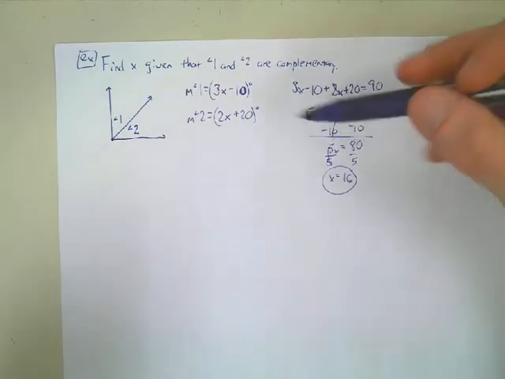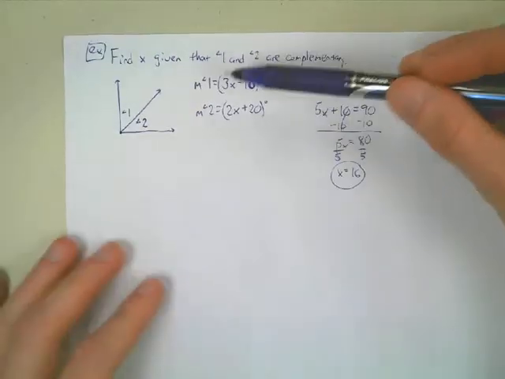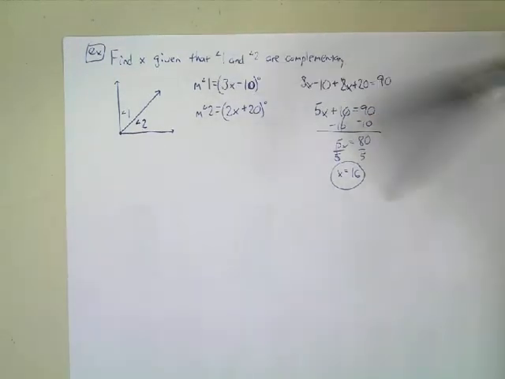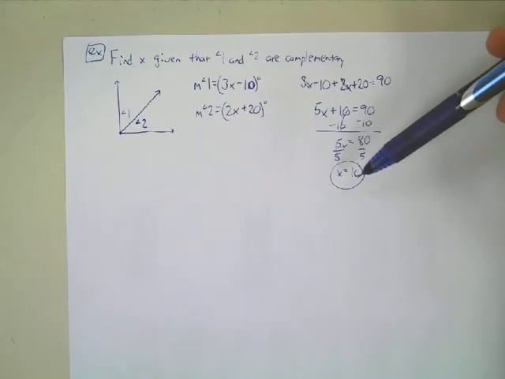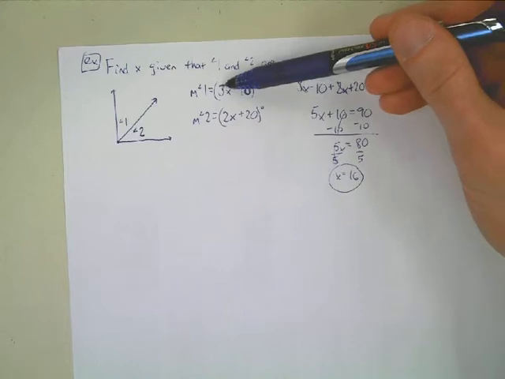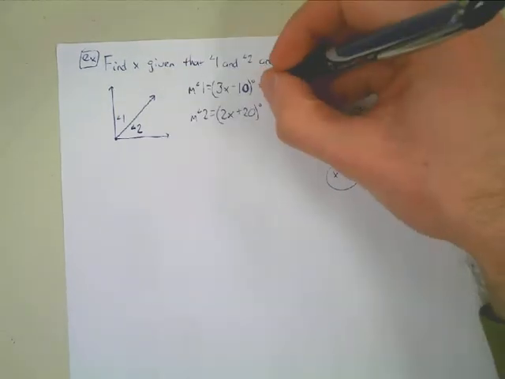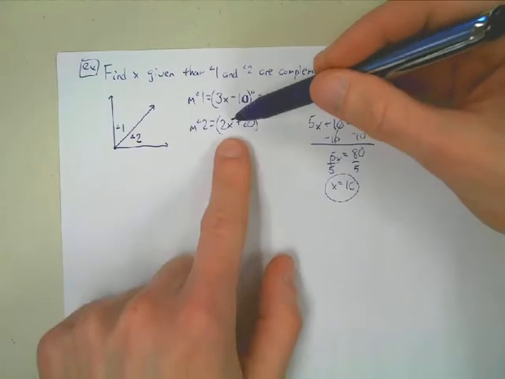So, Eric, if I wanted to actually figure out what angle 1's actual measure is, is the measure of it 16? No. What would I need to do to get the actual measure for angle 1? Put 16 in for x. Yeah. So it would be 3 times 16, which is 48, minus 10, so it would be 38 degrees. And then 16 plugged in to find the measure of angle 2, it would be 2 times 16, 32, plus 20, so 52.